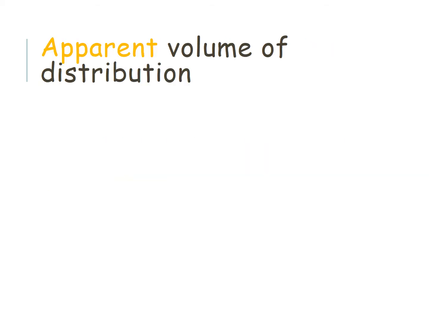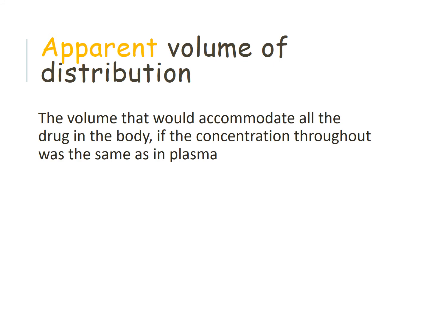And also this is a hypothetical situation. That is why we call it an apparent volume of distribution. So apparent volume of distribution is the volume that would accommodate all the drug in the body if the concentration throughout was the same as in plasma.